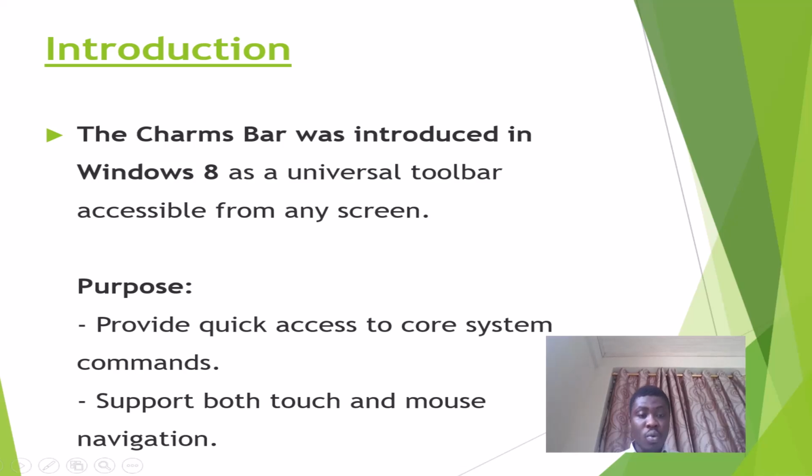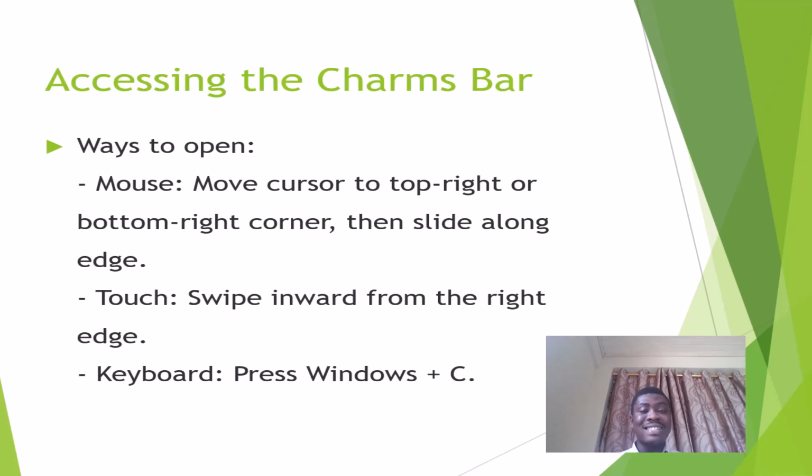Also, one way to access the Charms Bar is by using a mouse. You have to move the cursor to the top right or bottom right corner, then slide along the edge. And also touch, you have to swipe inward from the right edge. And for the keyboard, you have to use a shortcut, which is pressing Windows plus C.